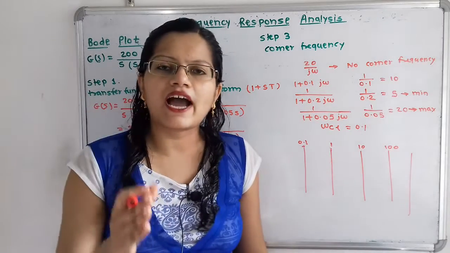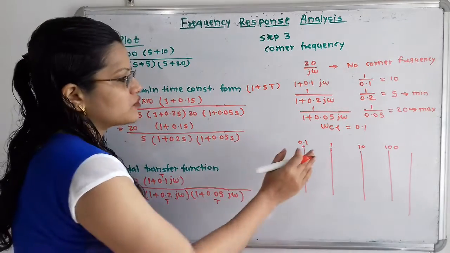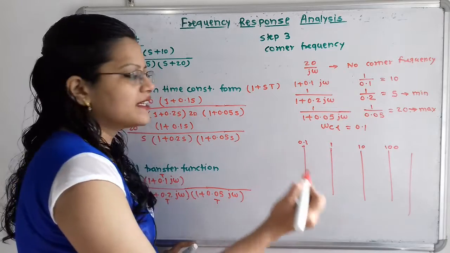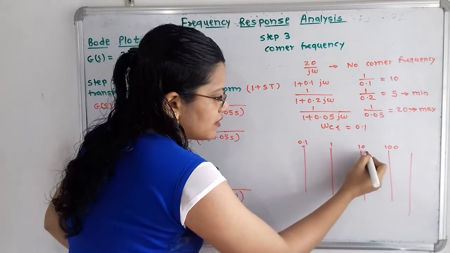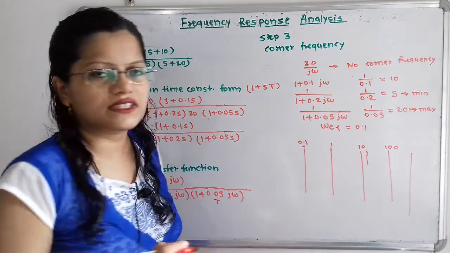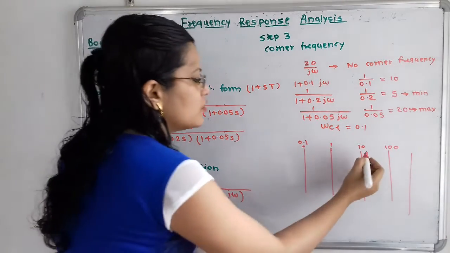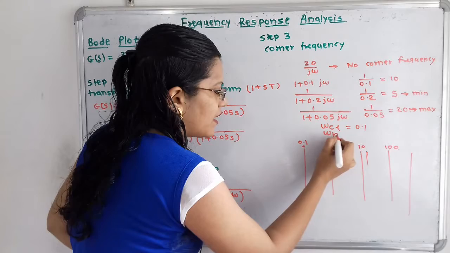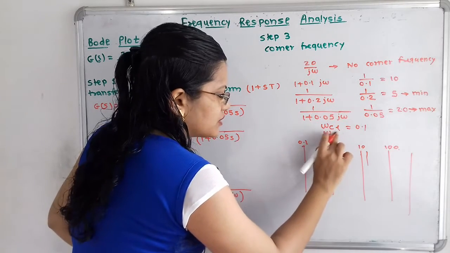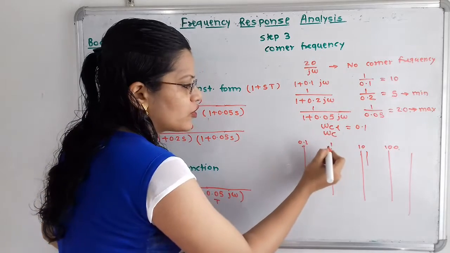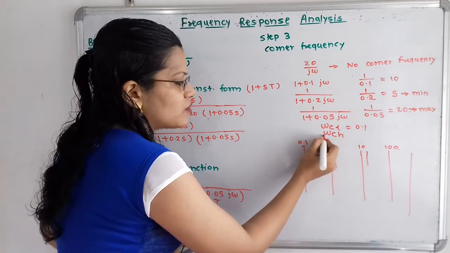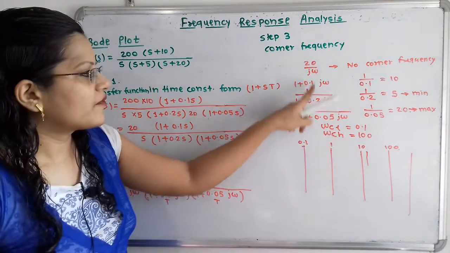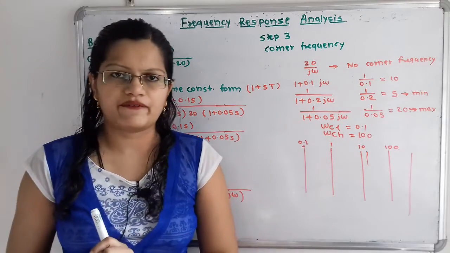Now how to select the highest corner frequency? For the highest corner frequency, we will refer to the maximum corner frequency, that is 20. This 20 is in the range of 10, so we have to select one range higher, which is 100. So the highest corner frequency, omega CH, C for corner, H for highest, is equal to 100. So these are the corner frequencies that we have to refer to.